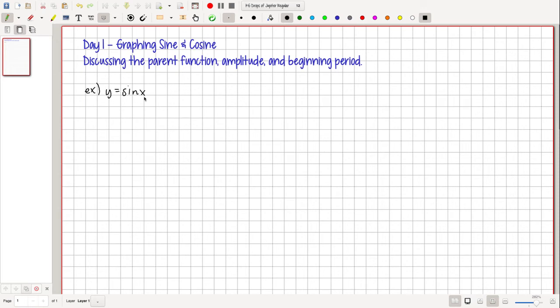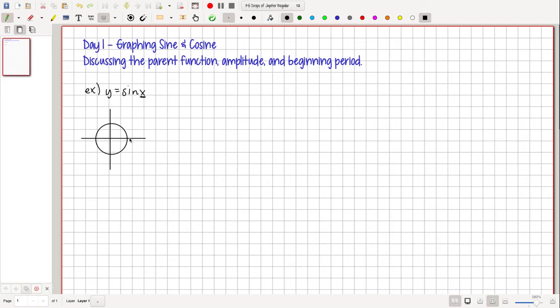Now remember, this x represents the angle. That's just a variable. That could be anything. That could be your theta. We've seen beta there. We've seen alpha. That could be any letter. That's just your variable. Okay, so let's draw just kind of a basic unit circle.